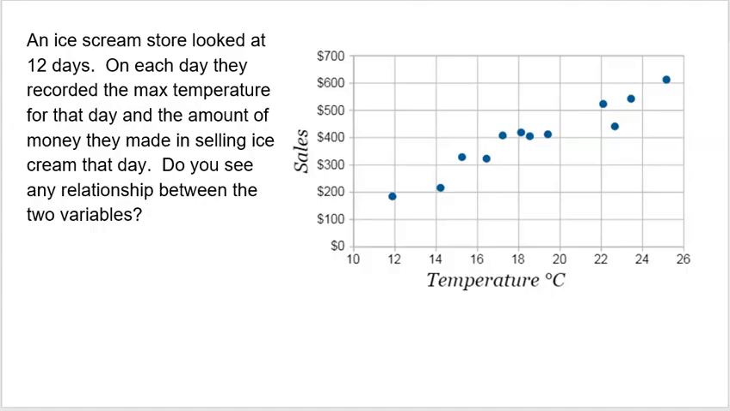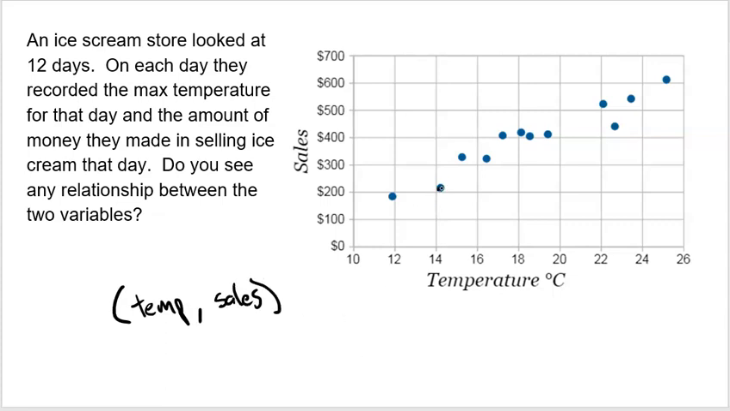All right, so let's actually get to an example here. Here's an example of a scatter plot, right? You see a bunch of points, and let's read what this problem's all about. An ice cream store looked at 12 days. On each day, they recorded the max temperature for that day and the amount of money they made selling ice cream that day. Do you see any kind of relationship? So what we looked at here was an X value on this chart would be the temperature, right? That would be the X on that day. And the Y value would be the sales of ice cream for that day.